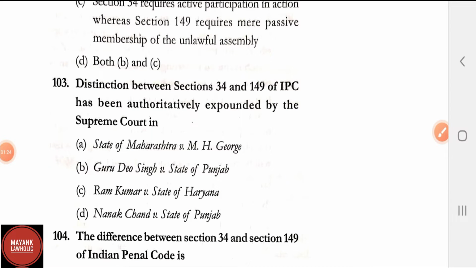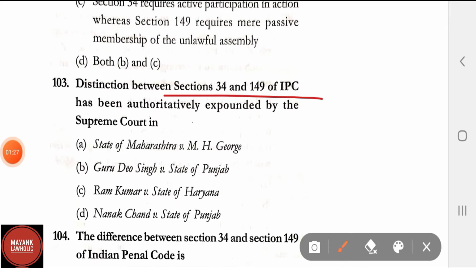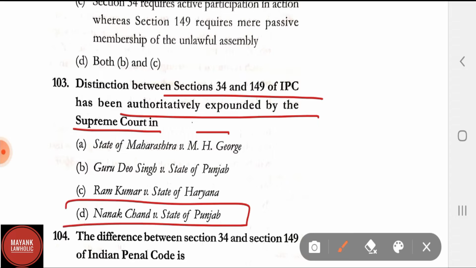Question number 103. Distinction between section 34 and 149 of IPC has been authoritatively expounded by the Supreme Court in. Correct answer is Nanak Chand versus State of Punjab.